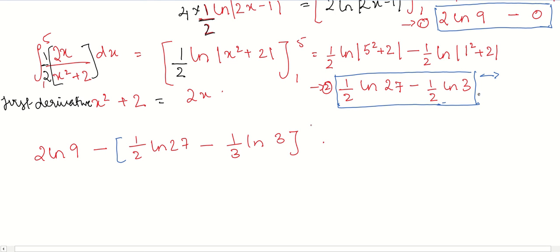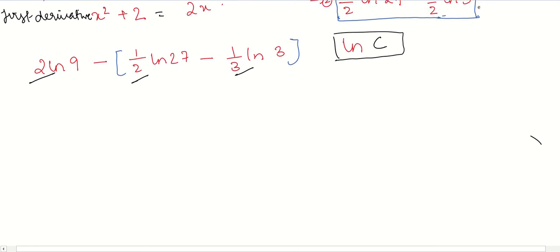Now they're asking us, we cannot just leave it like this. They're asking us to give our answer in the form of ln c. That means we'll have to remove these coefficients and make all of them into one ln form. So this is the form that is required. That's what we're going to try doing right now.